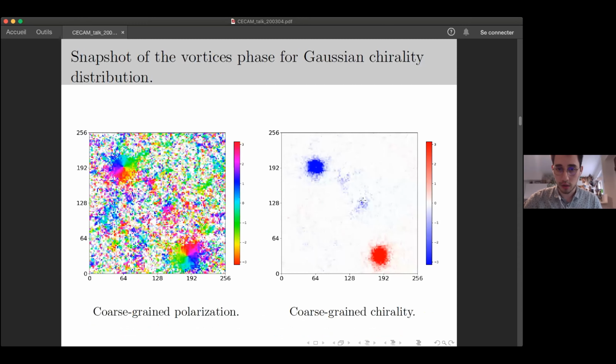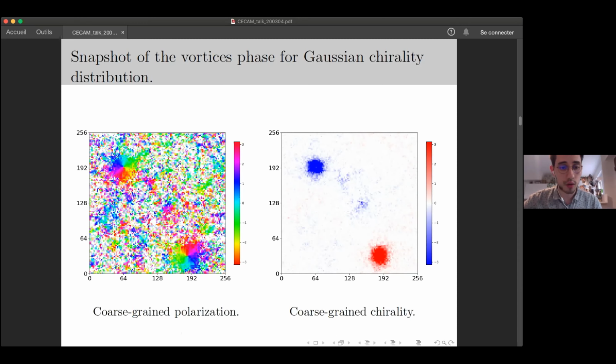So here I show you a snapshot of a system in the vortices phase. If we look at the right plot, we see that there are two packets, one blue packet and one red packet. In this plot, I plot the coarse-grained chirality. So it means that the blue packet corresponds to a packet with a lot of particles with negative chirality, and the red packet, a packet with positive chirality. So we see first that there is a segregation between particles with positive chirality and particles with negative chirality.